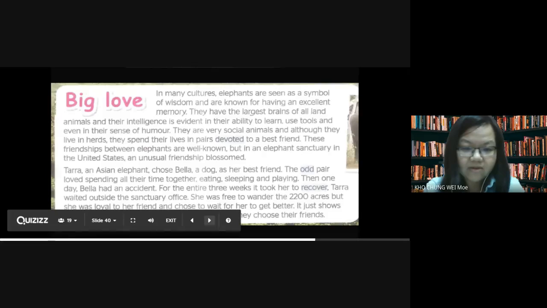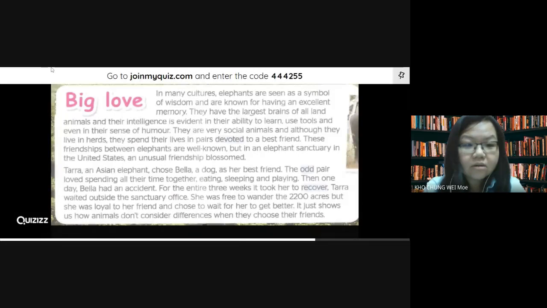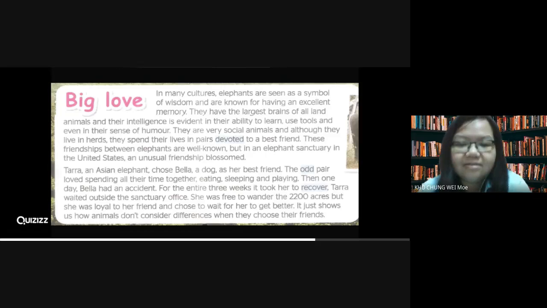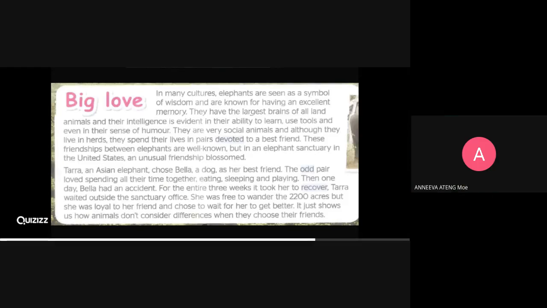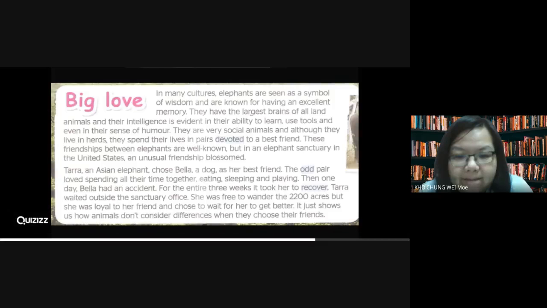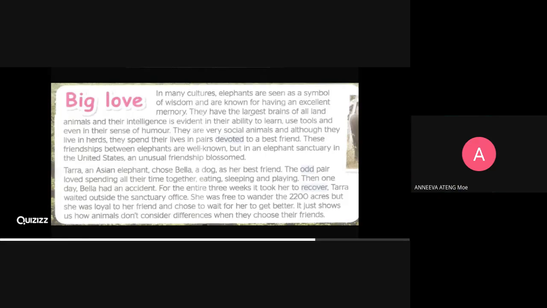All right, this is the first paragraph. Can we ask someone to help us read this aloud? Let's ask Aniva. Can you help us read this aloud, Aniva? Okay. Yes, you can, yes. Start.